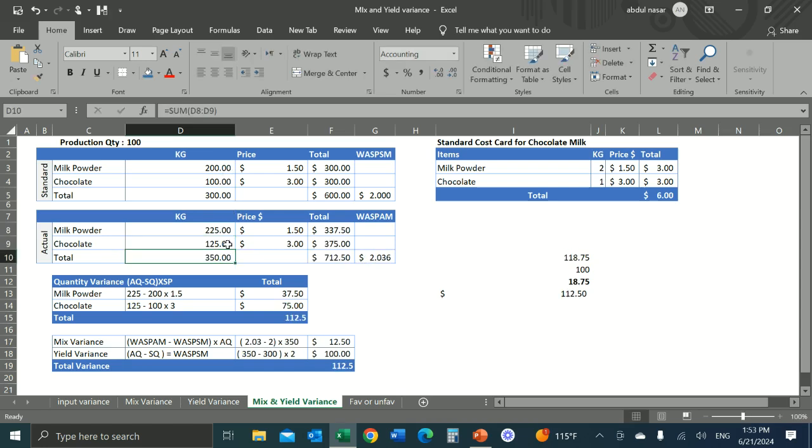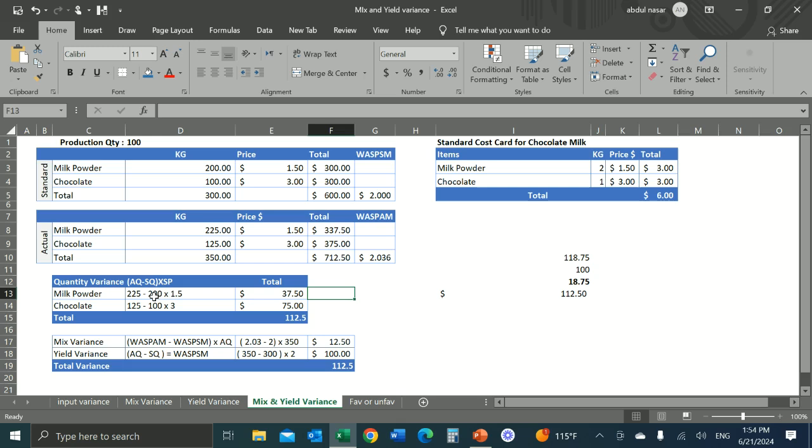Again, we will go back to 225 and 125. So you have a difference here, right? First we will find out the total quantity variance. We will use the same formula, AQ minus SQ into SP, for milk powder and chocolate. AQ for milk powder is 225, the actual quantity. Standard quantity is 200. You will multiply that with SP, which is 1.5. So you will get a total of 37.5. That is the quantity variance for the milk powder.